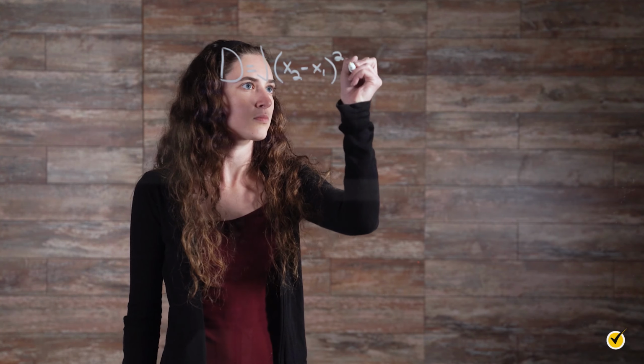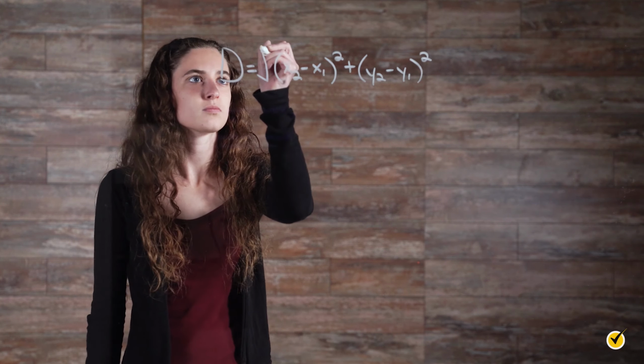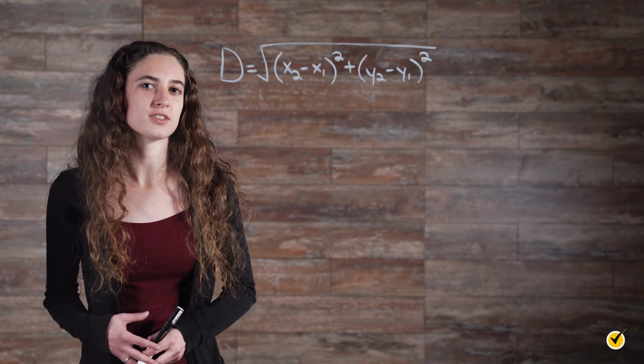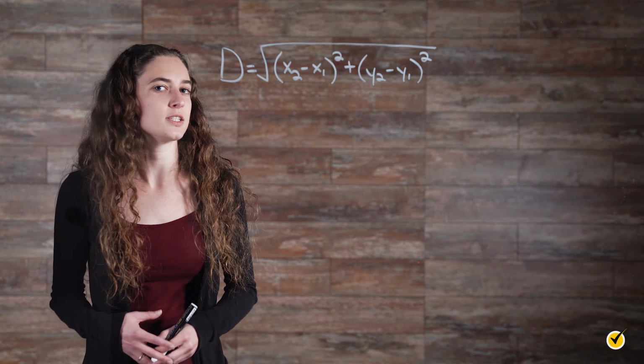Using the coordinates of points on a coordinate plane, we can calculate the distance between 2 points. The distance formula, an application of the Pythagorean theorem, looks like this. In words, it's the square root of the horizontal distance squared plus the vertical distance squared.